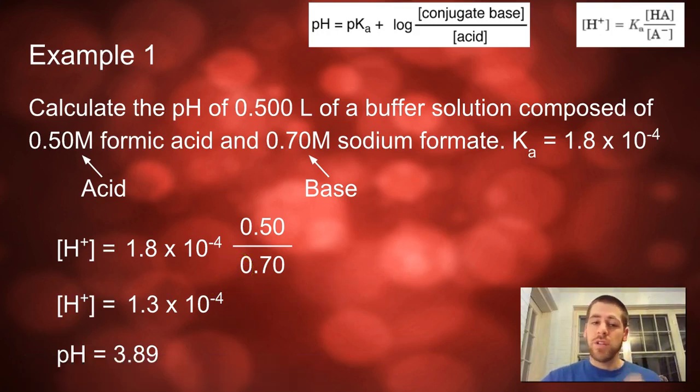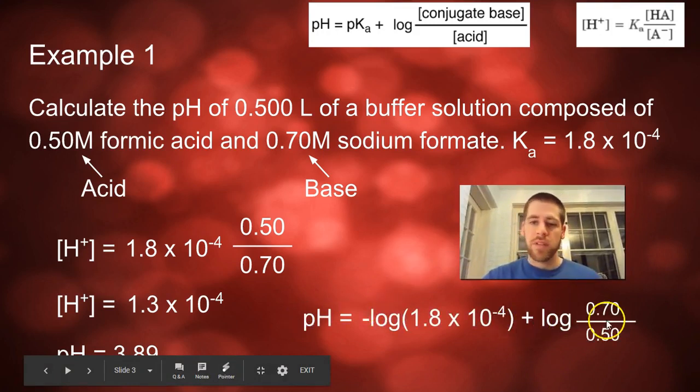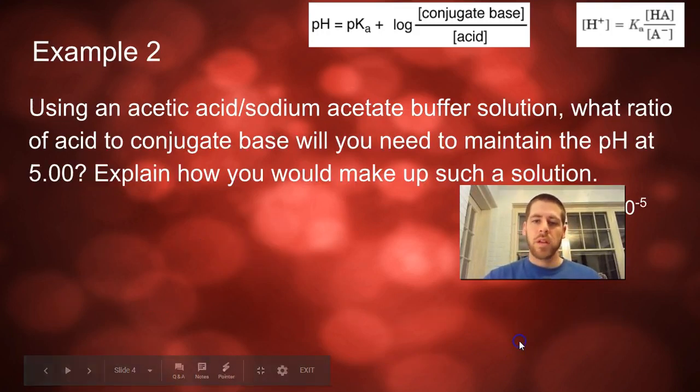Notice that the pH has 2 digits after the decimal. That's correct because there's 2 significant figures total in the problem. Now we could also do it this way, where we take the Henderson-Hasselbalch equation and you just plug everything in. Notice that I flipped the base. I put the base on top and the acid on bottom, and you end up with the same exact answer, even to multiple decimal places.